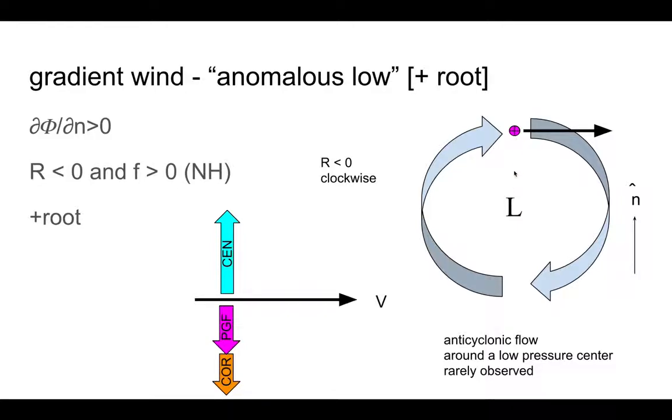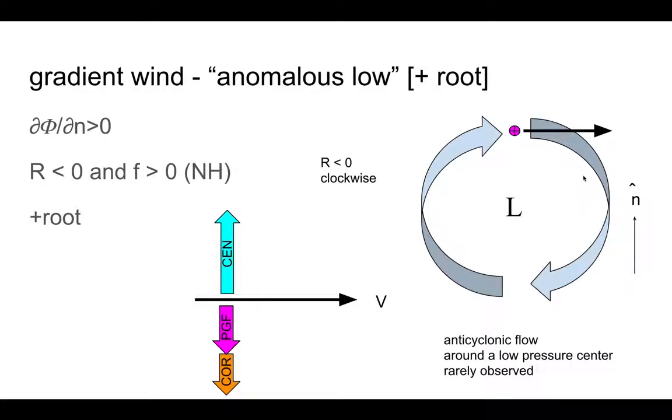So the pressure gradient force here is going to act to the right. The Coriolis force also acts to the right, since we're in the northern hemisphere. And that means the centrifugal acceleration has to act to the left and counterbalance pressure gradient and Coriolis. So our force balance diagram ends up looking like this. So what we see here is anticyclonic flow around a low pressure center.